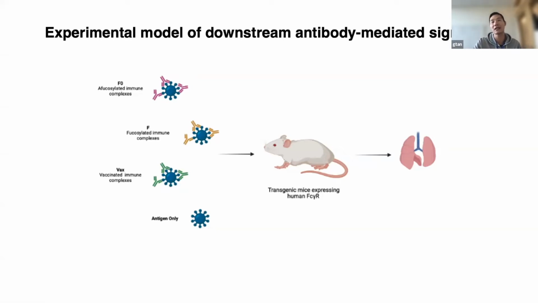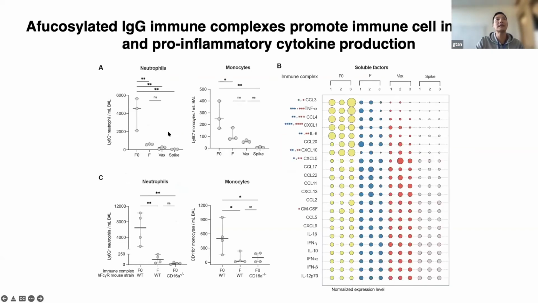What's really cool about these transgenic mice is that they express human Fc gamma receptors, so we are trying to recapitulate in mice what we would see in humans. What we saw is that if you inoculate these transgenic mice with the afucosylated immune complexes, you have a recruitment of neutrophils into the BAL compartment of the mouse, and you also have increased infiltration of monocytes. That's compared to the ones that were fucosylated or vaccinated, and this is our spike-only control. If you look at the BAL fluid, these are RNA-seq data showing expression of pro-inflammatory genes associated with the infiltration of these pro-inflammatory innate immune cells into the space where we inoculated these mice.